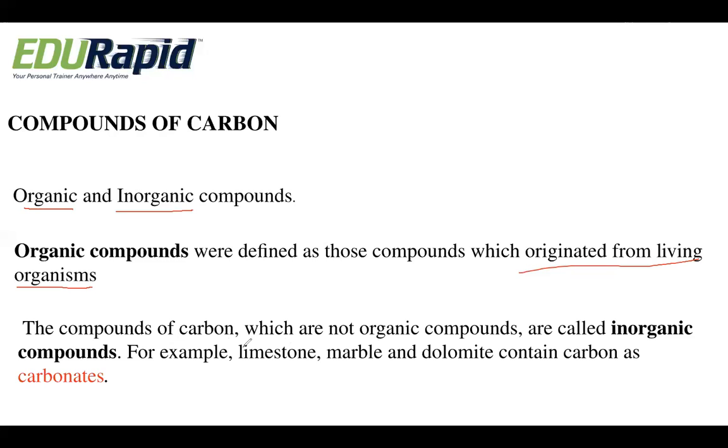The compounds of carbon which are not organic compounds, what do we mean by inorganic? Those which are not organic compounds are called inorganic compounds. Or else, in another way, we can say compounds which are not originated from living organisms. For example, limestone, marble and dolomite contain carbon as carbonates. So these are some of the inorganic compounds.